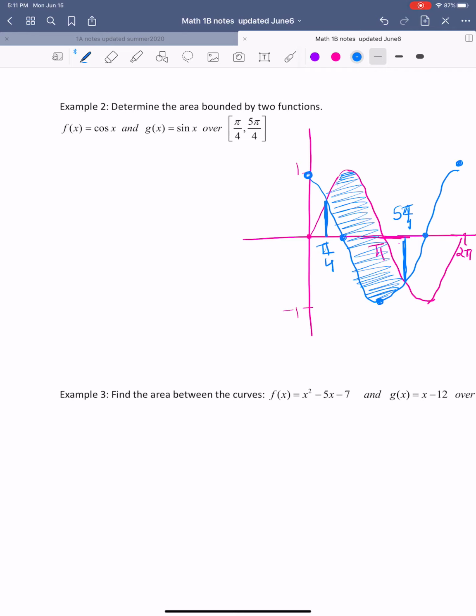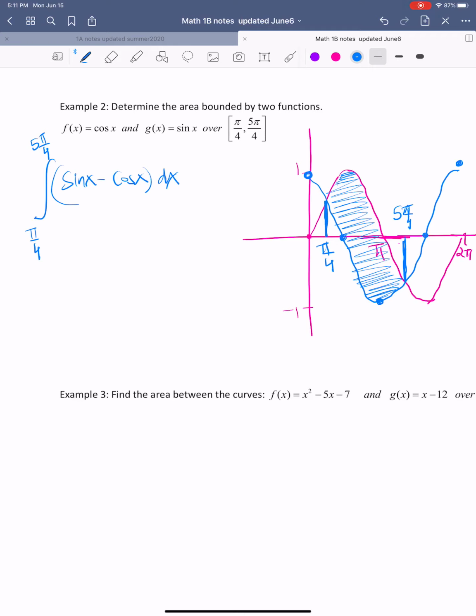The whole reason why I did the graph is just to find out which curve is on the top and which curve is on the bottom. Looks like sine x is on the top and cosine x is on the bottom. So when I set up my integral, I'm going to be doing pi over 4 to 5 pi over 4 sine x minus cos x dx. All right, so let's go ahead and do the integration.